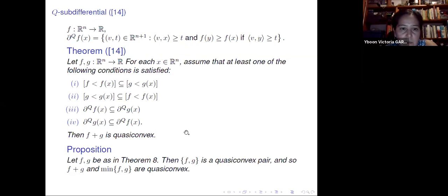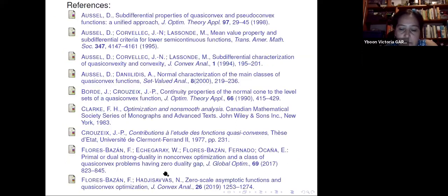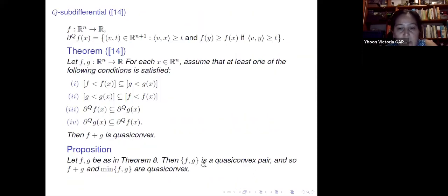So with these conditions, if F and G form a quasi-convex pair, then the sum and the minimum are quasi-convex. So we can recover that theorem 14.